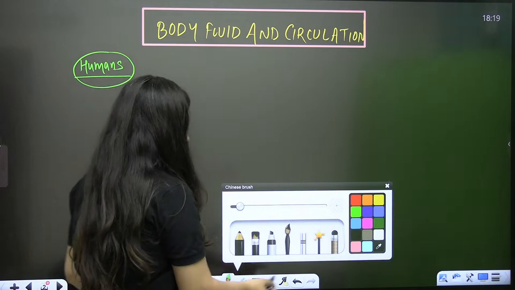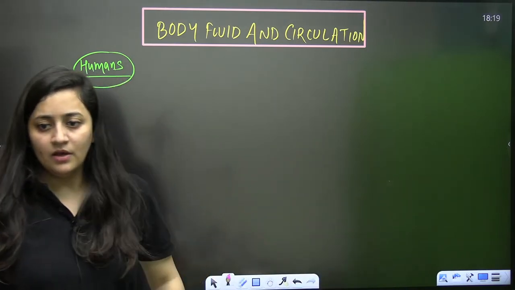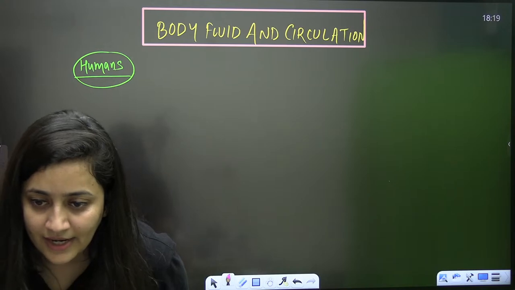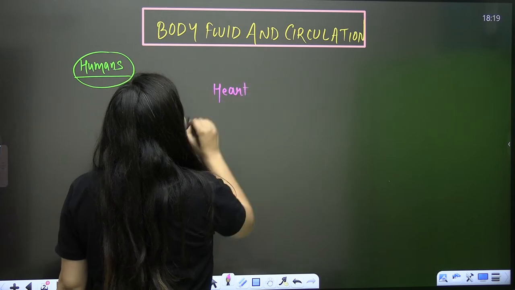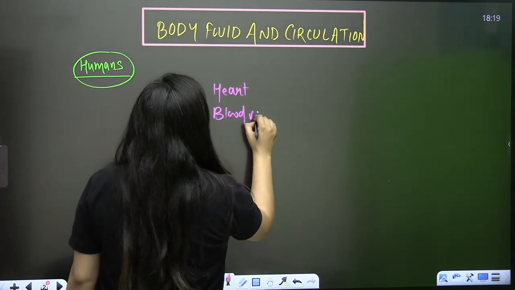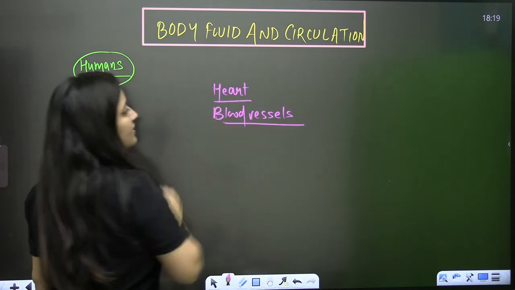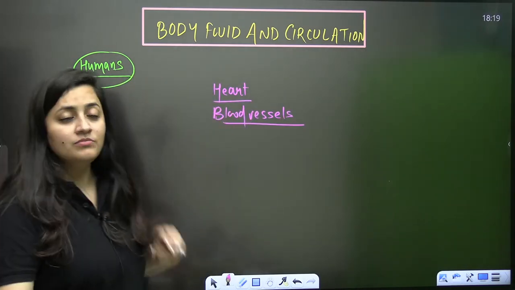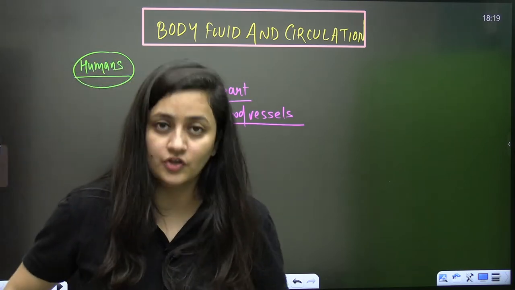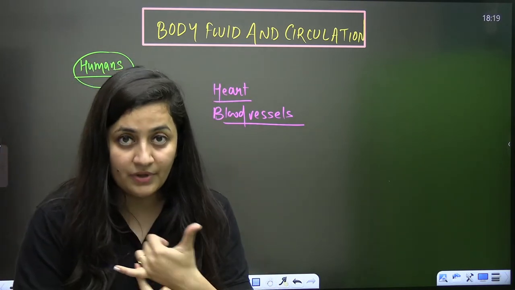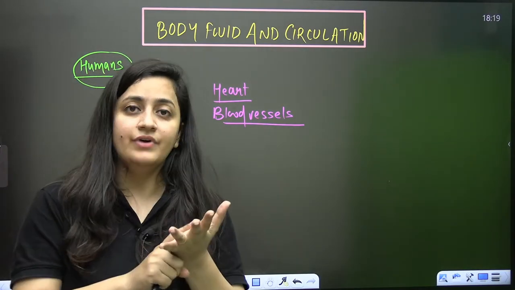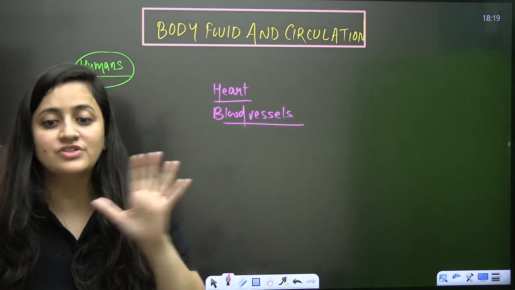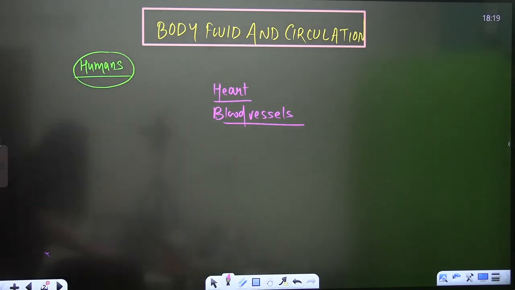Done. So in our case, we are even having the circulatory system. Here in the circulatory system, obviously, we'll be talking about the heart and the blood vessels. That's what we have to discuss. From this chapter, body fluid and circulation, the topic on blood can come in your paper, the topic on blood clotting can come, blood grouping, ECG, and even the working of the heart. These five are the most important topics of this chapter. Clear?